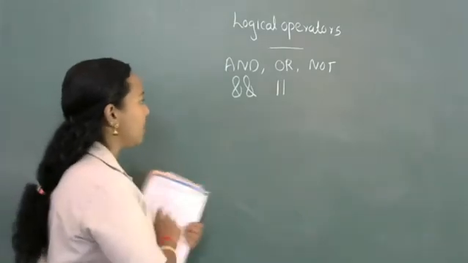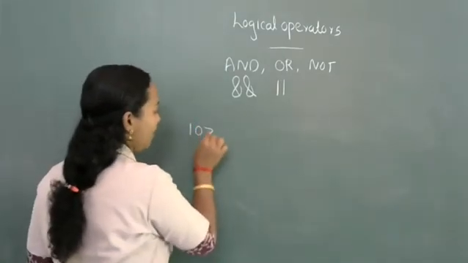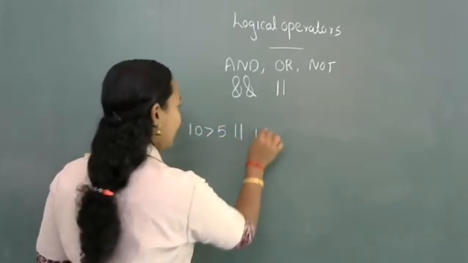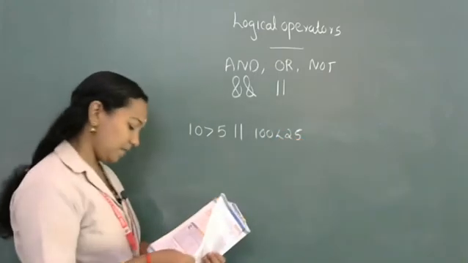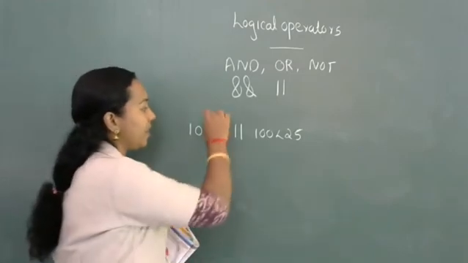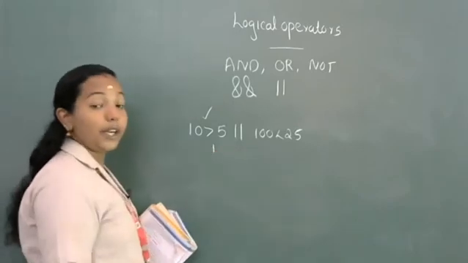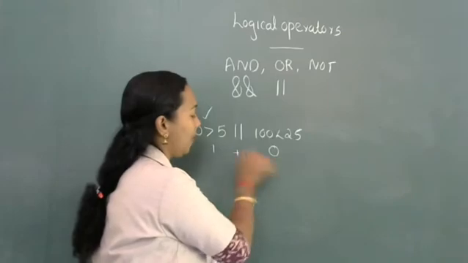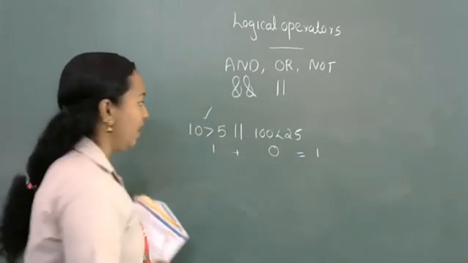So, the same conditions that I am going to execute: 10 greater than 5 or 100 less than 25. Here the first condition is true, so it will give 1. What about the second condition? The second condition will give 0. So, 1 plus 0 is equal to 1. So, the final output will be 1.